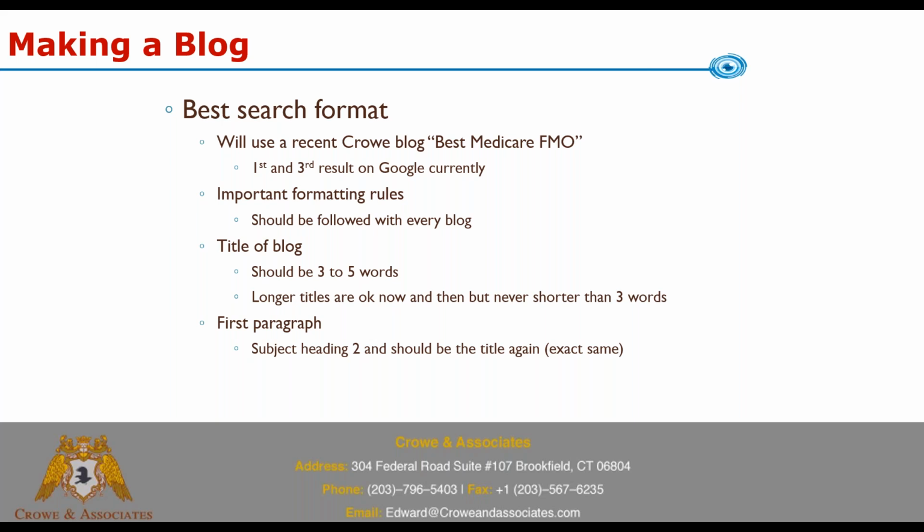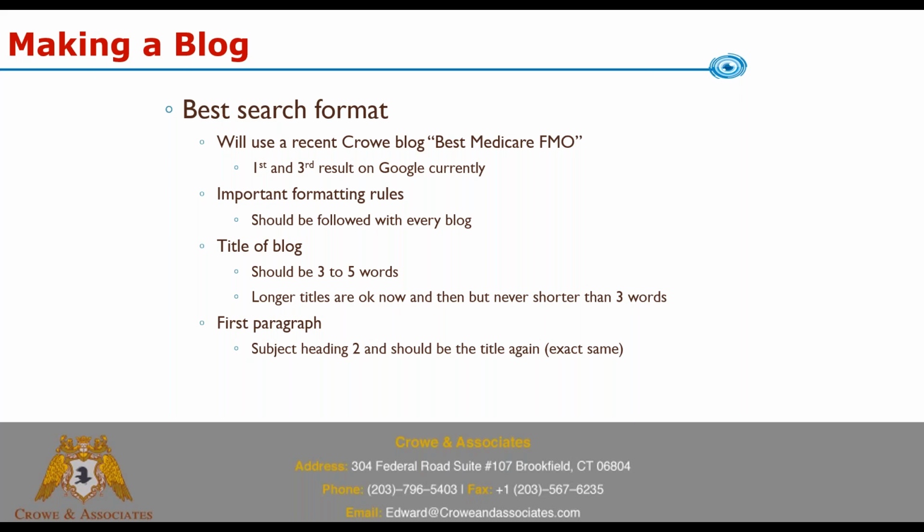So you've got your blog title. Your first paragraph, you got to have a subject heading. And I'll give you a little example of this in a bit. But your first paragraph has a subject heading. So if my blog was Best Medicare FMO, that's the title of my blog. And then before I start my first paragraph, I have a subject. You should always break your paragraphs up every time with a subject. So my first subject is going to be the title of my blog again, Best Medicare FMO. Redundant, yes. Does it look kind of silly?